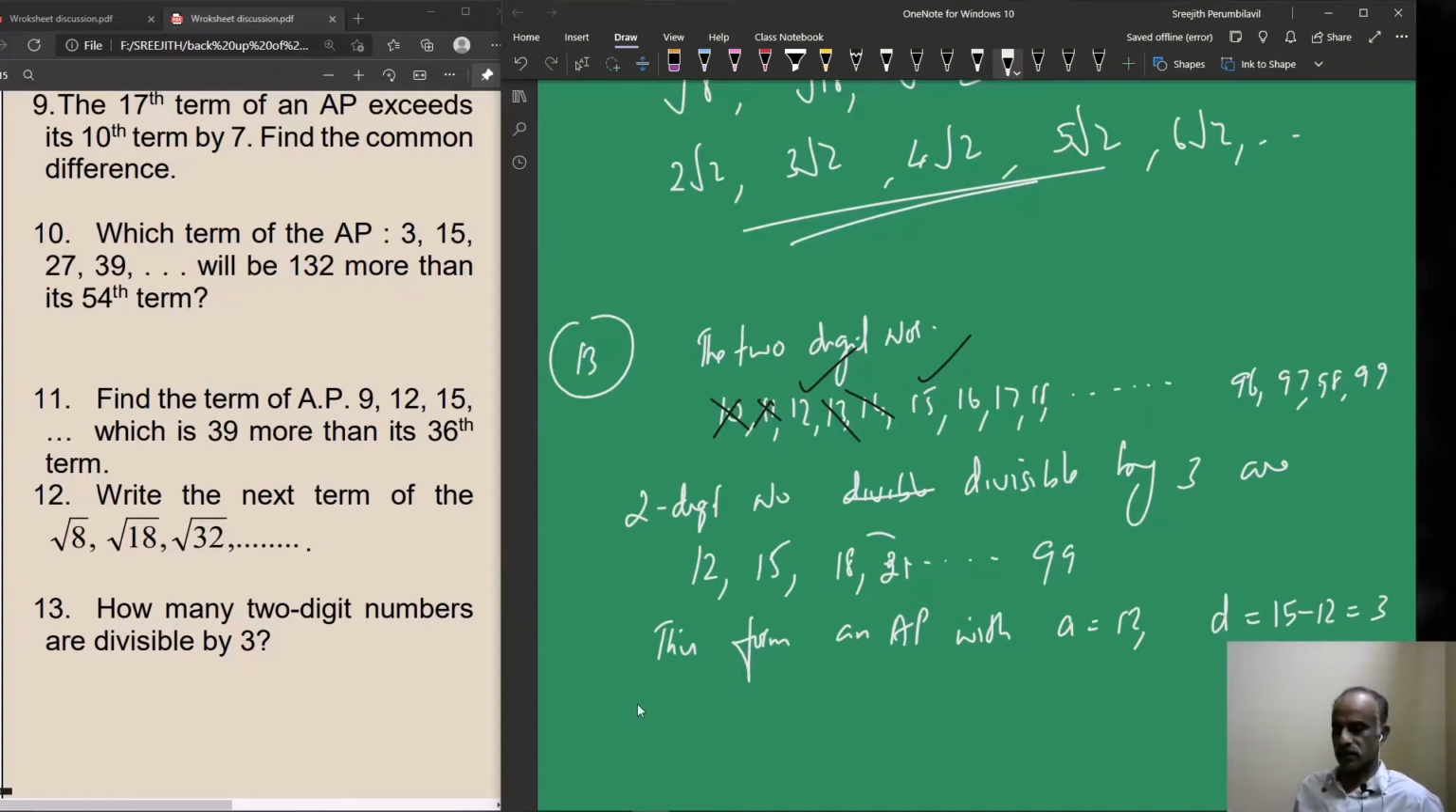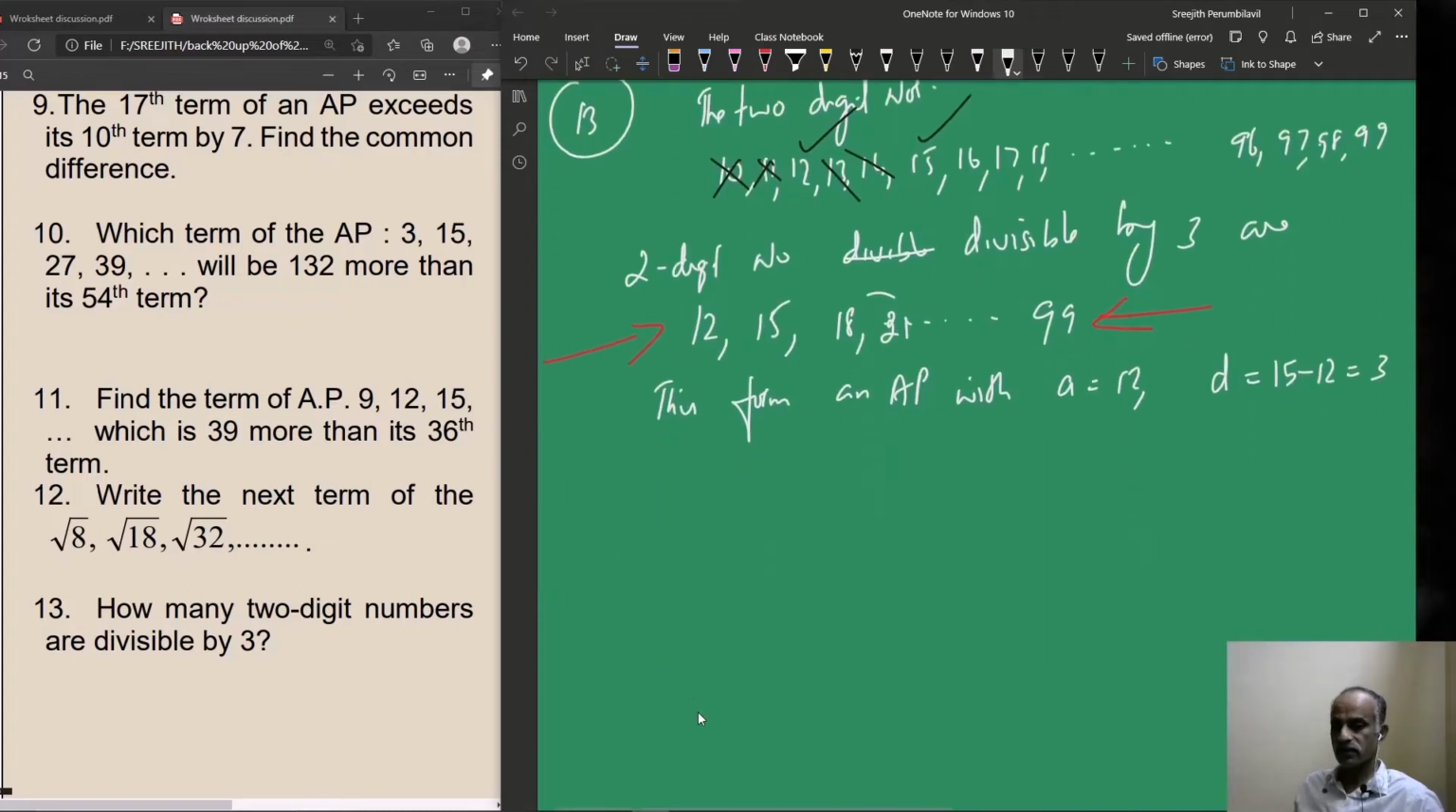So in order to find how many 2-digit numbers are divisible by 3, we need to know how many numbers there are. In order to find that, the best thing that we can do is, we also know that this is an AP. How many terms are there in this AP?